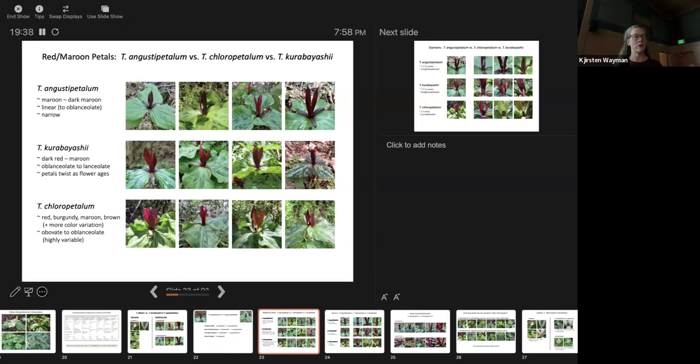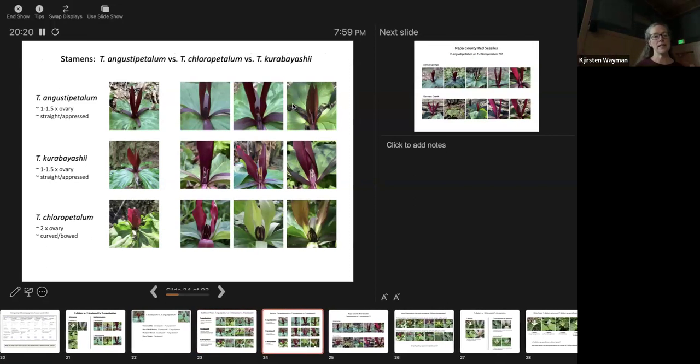Chloropetalum also has to be thrown into the mix here, because Trillium chloropetalum also has these maroon petal varieties. So how do we distinguish it from the other two? Well, one way is that in chloropetalum, we saw that there was that wide variety of petal colors in any one population. So we're not going to just see maroon, we're going to see lots of petal colors. The other way that we might distinguish it is the petal shape. Again, lots of different petal shapes, whereas kerbiaceae tends to be somewhat consistent and angustipetalum also consistent. But we wouldn't have this dilemma of identification if there wasn't also lots of variability amongst those as well.